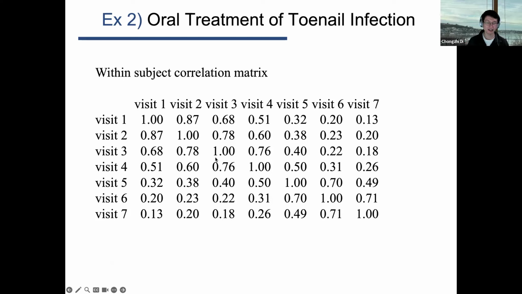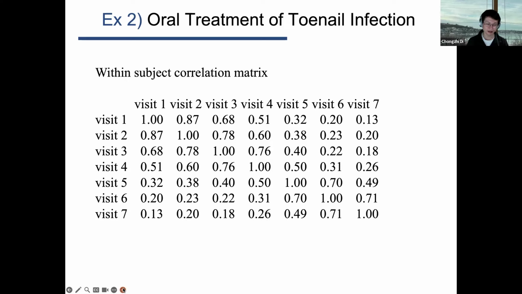So you can see from this matrix, first of all, there does seem to be pretty strong evidence of within subject correlation, right? A lot of the numbers are 0.7, 0.8, and towards here it is closer to maybe 0.2, 0.3. So overall, there appears to be pretty strong evidence of within subject correlation.